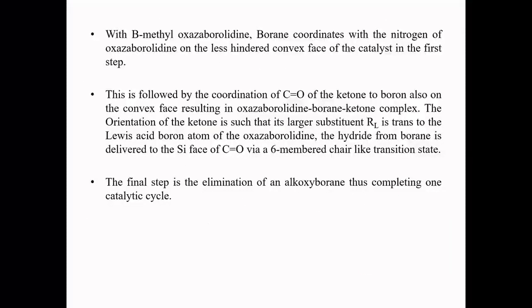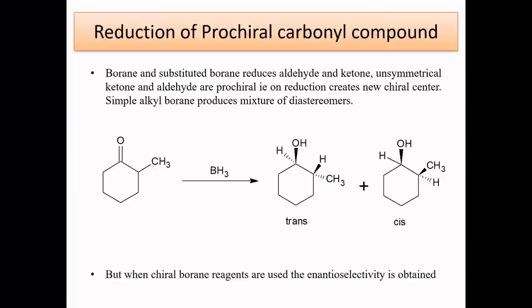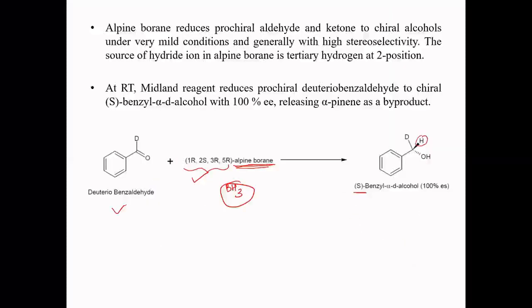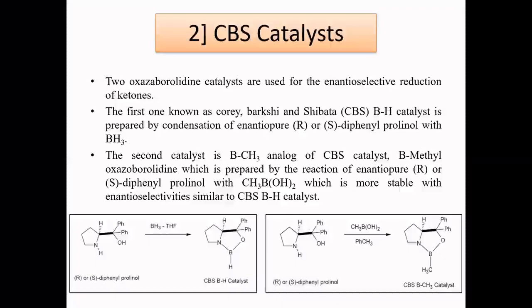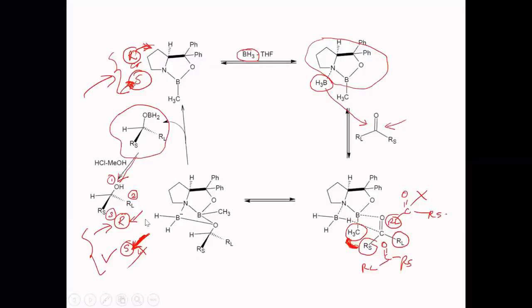Any doubt in this? तो हमने क्या पढ़ा? Prochiral carbonyl, how to do the reduction of that. We can reduce it using two borane reagent. Either we can use the Midland reagent, which is directly a reagent for the reaction, or we can use a CBS catalyst, which is complexed with the borane, and that is going to give us the reaction. और दोनों के हमने mechanism part भी देखे.